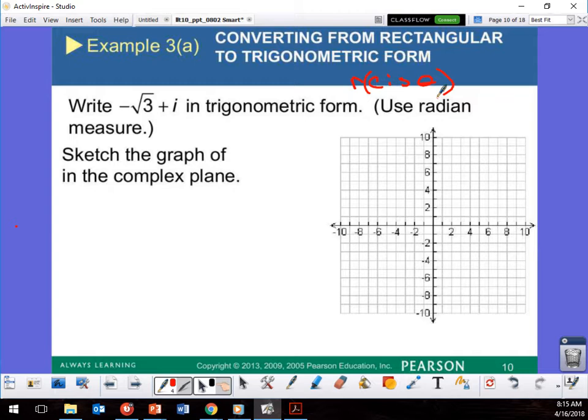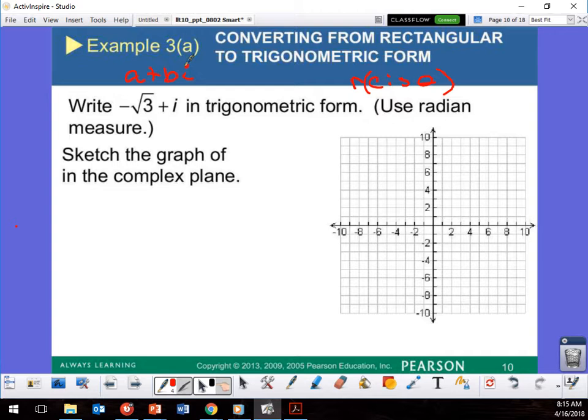Okay, so that's trigonometric form, where rectangular form is a plus bi. So we have our two different forms. We're going to convert back and forth here. So write this in trigonometric form, use radians as the measure. So let's take a look.